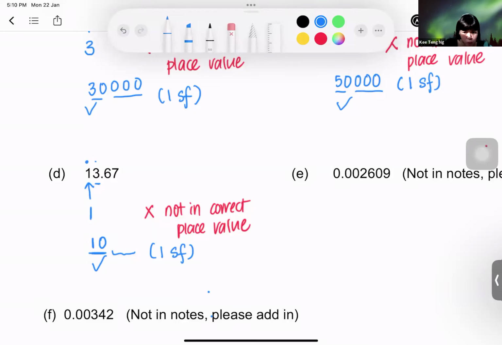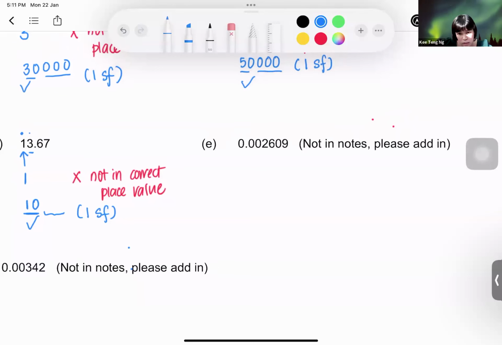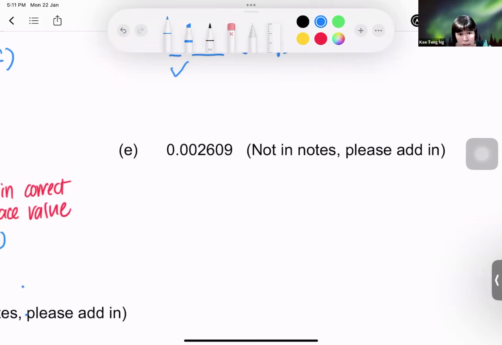Now let's try some questions that are not in the notes. Please write them down onto your notes as well. Add them in if there's some additional space. Now let's take a look. Just now we went through all the numbers that are actually bigger than 1, quite large, right? What about if we had a very, very small number? Where will be the first non-zero number? Where's the first sig fig? The first non-zero number will be 2.